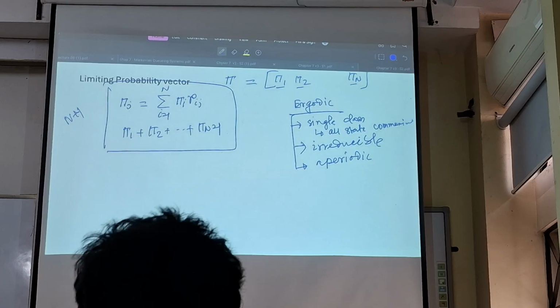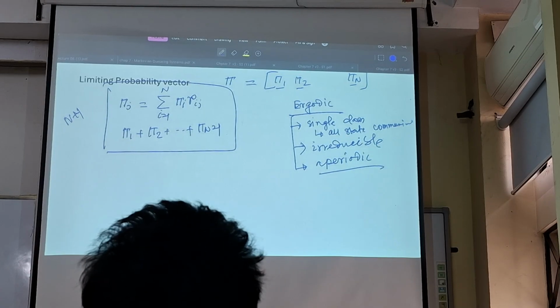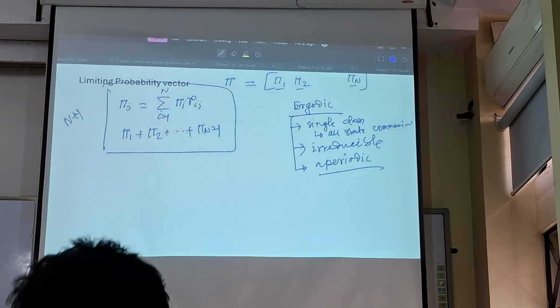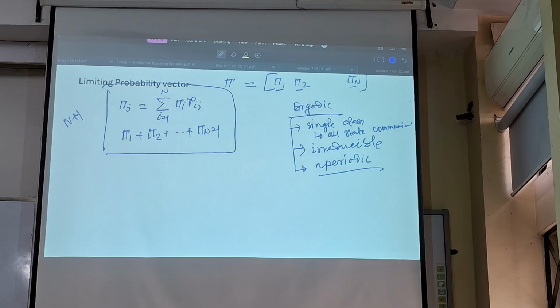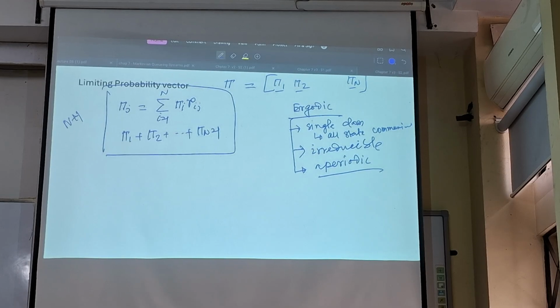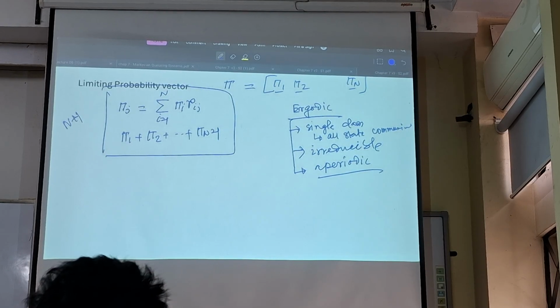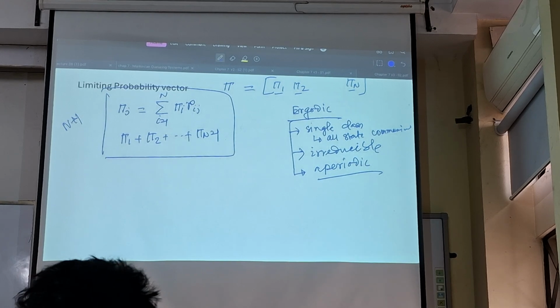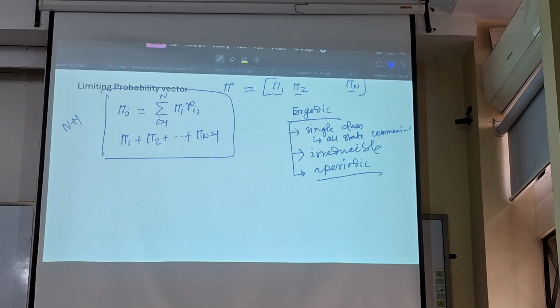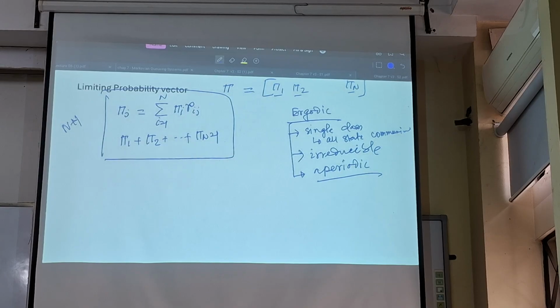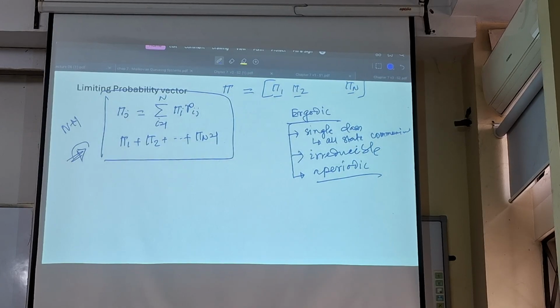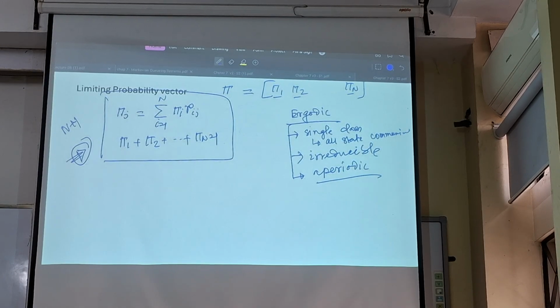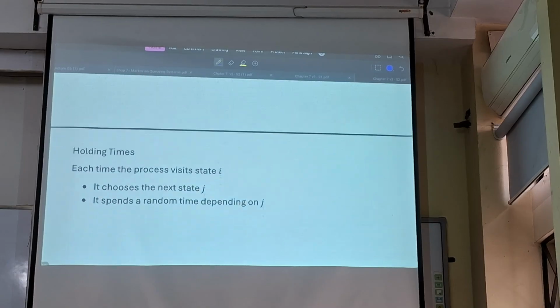So what we need is that the discrete time Markov chain is harmonic. That means it has a single class, positive recurrent. All states communicate. It is irreducible, and eventually states are aperiodic. Then we can solve the system of linear equations, and the solution to the system of linear equations will give us the long-term probability equation.